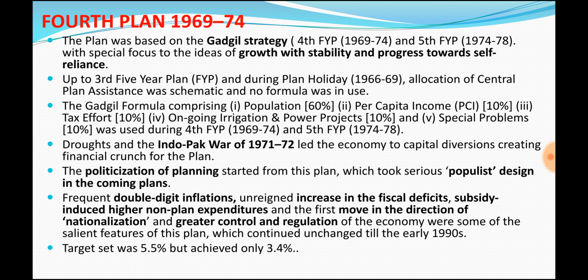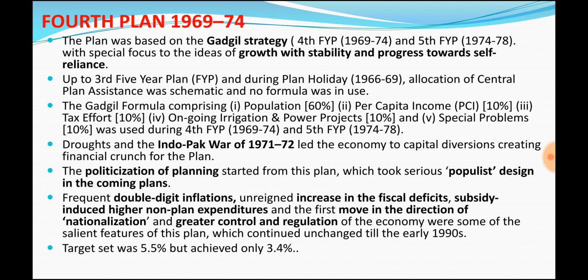See, up to 1969, that is the first 3 plans and the 1-year plan holiday, the allocation of central plan assistance was not very systematic. In fact, it was based on some idea. There was no formula used for how to spend. The government planned to spend this much in this area, this much, this much. There wasn't any formula.